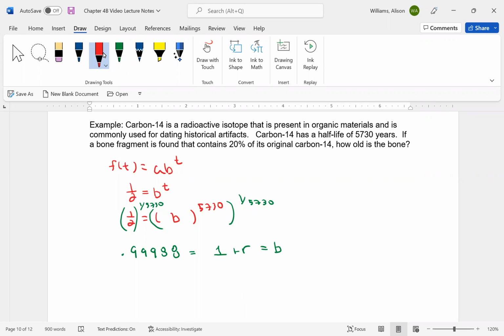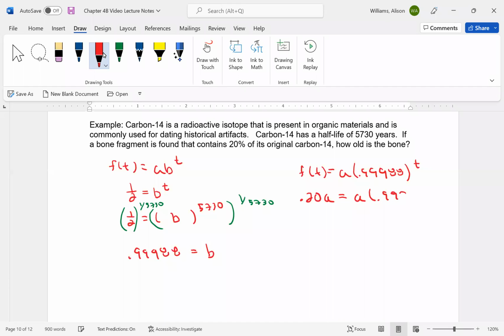I found b. I don't know why I didn't write it in red, though. That's so weird. Let's switch that. 0.99988 equals b. Okay, so I found b now. So here's my equation that I'm working with. F of t equals a times 0.99988 to the t. Now we are working with 20% of the original amount, which is a.